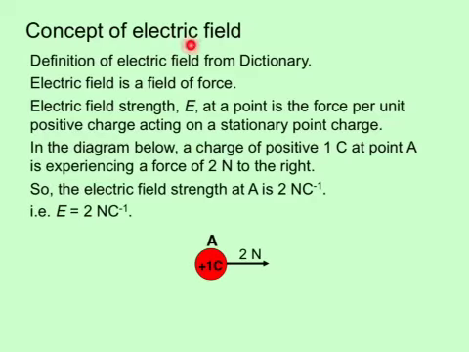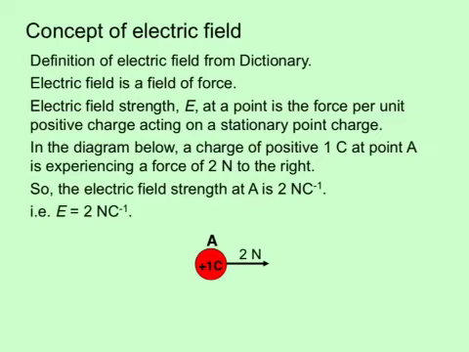Concept of electric field. Definition of electric field is to be memorized. Electric field, like gravitational field, is a field of force. Electric field strength, symbolized by E, at a particular point, is a force per unit positive charge acting on a stationary point charge. In other words, it is a force experienced by 1 coulomb of positive charge placed at that point.